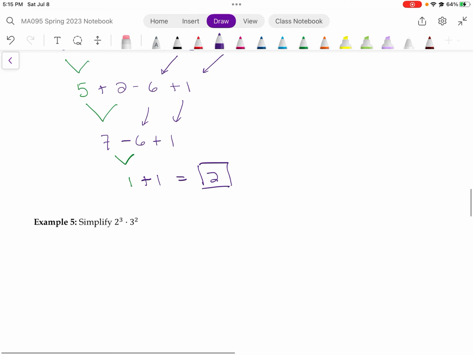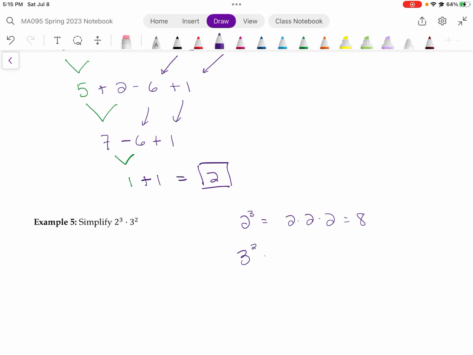All right, try this one. It does have exponents. Okay, so hopefully you gave that a try. So no parentheses, so we don't have to worry about that. The next thing is to do the exponents. So 2 cubed means 2 times 2 times 2, which is 8.